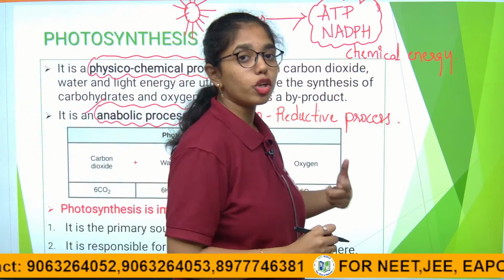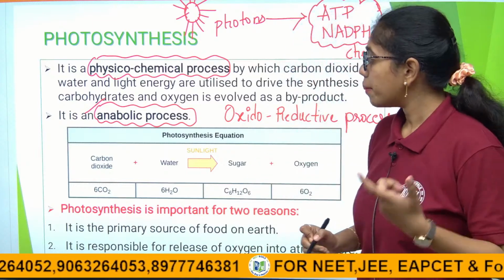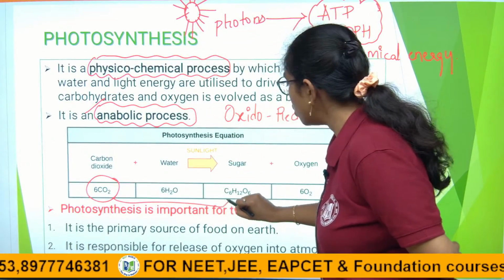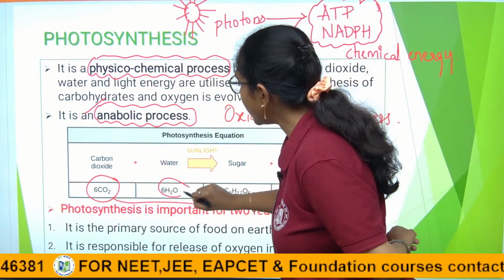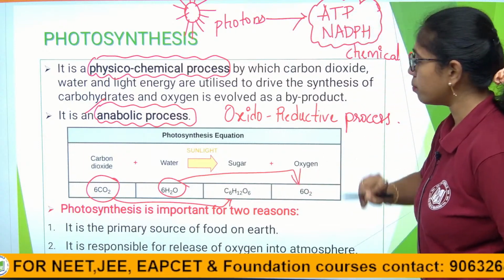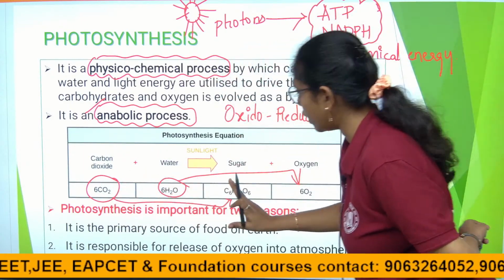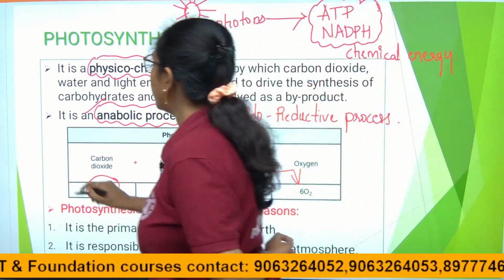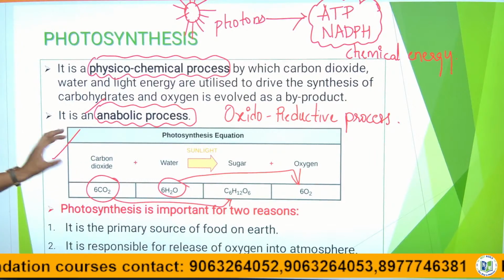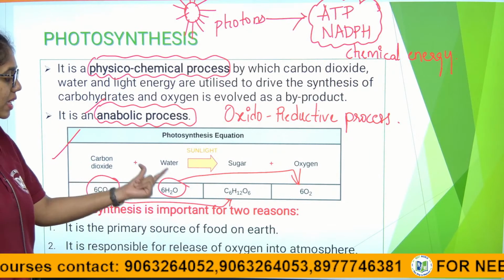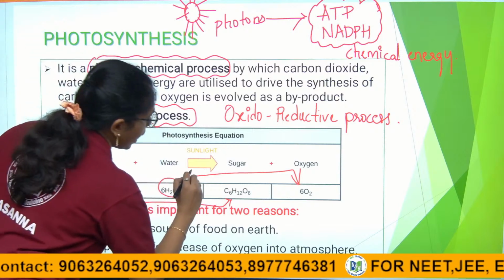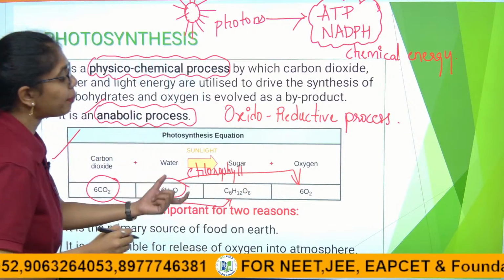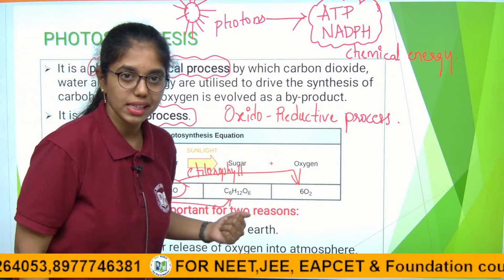It is also said to be an oxidoreductive process because here, if you see beta, carbon dioxide is getting reduced to sugar, and water is being oxidized to oxygen molecule. Carbon dioxide is reduced to sugar, water is oxidized to oxygen. Clear ma? So, this is the standard equation of photosynthesis, which is 6 CO2 plus 6 H2O in the presence of sunlight and chlorophyll, building up to form glucose and oxygen molecule.